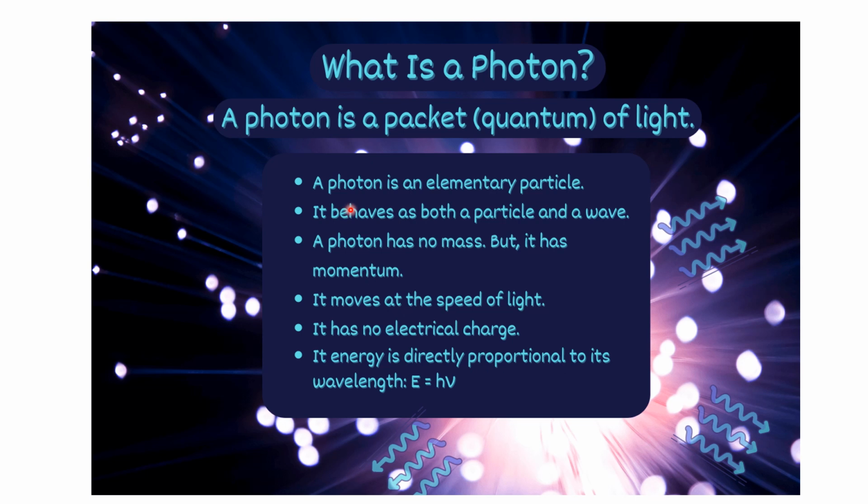So here is a summary of photon. A photon is an elementary particle. It behaves as both a particle and a wave. A photon has no mass, but it has momentum. It moves at the speed of light. It has no electrical charge. Its energy is directly proportional to its frequency. So these are some facts which can be asked in MCQs.